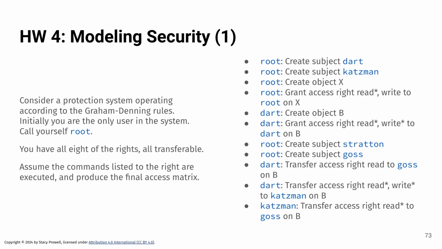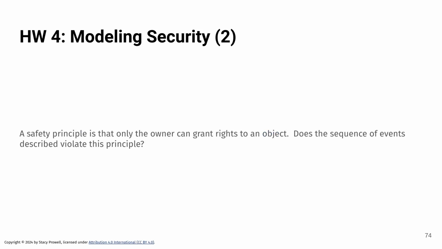So create a subject, create another subject, create an object, start granting permissions. You might see a little asterisk there. That means you're granting a permission that is transferable. And just walk down that little script, and you'll, at the end of this, produce an access control matrix. And that is what I want. I want you to give me that access control matrix that's produced by executing those commands, those protection rights, if you will.